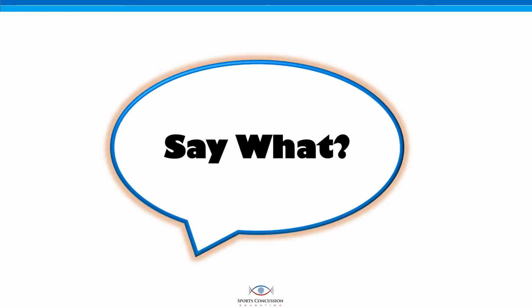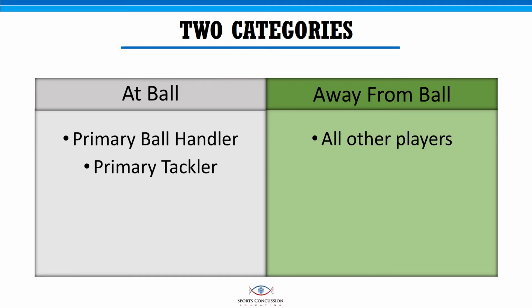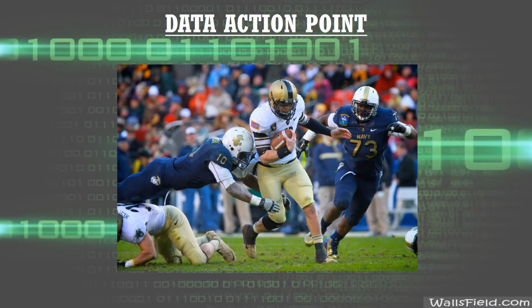Now you might be asking yourself, or me, what does it mean to be at the ball? Well, the research defined two ways a player could be at ball. They were either the primary ball handler or primary tackler. The primary ball handler is the one who is concussed on that play. The primary tackler is a player that tackled the ball handler and then was concussed on the play. Either one of these players could have had an SRC and were considered at ball. All other concussions that did not occur with either the primary ball handler or primary tackler were defined as occurring away from the ball. By following the ball, you will identify more concussions.